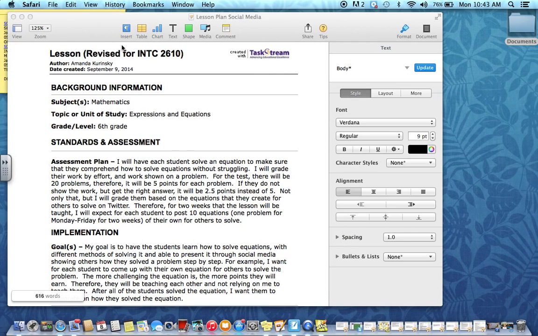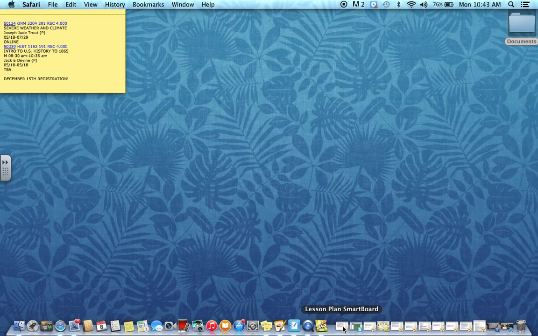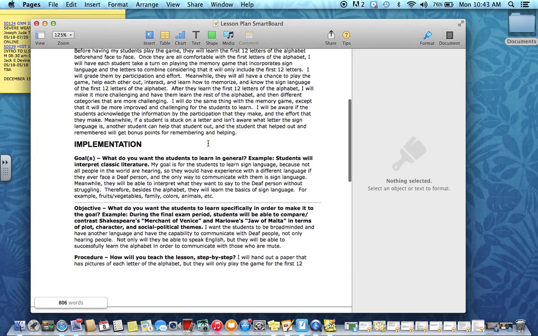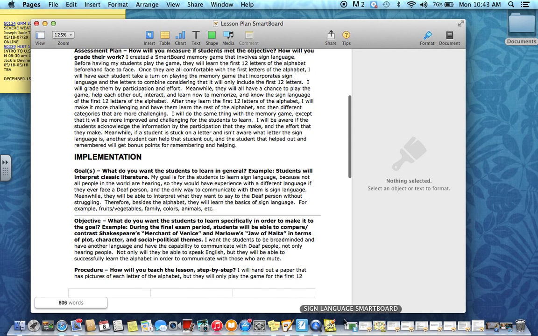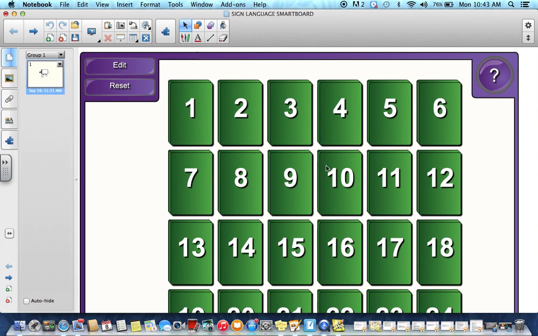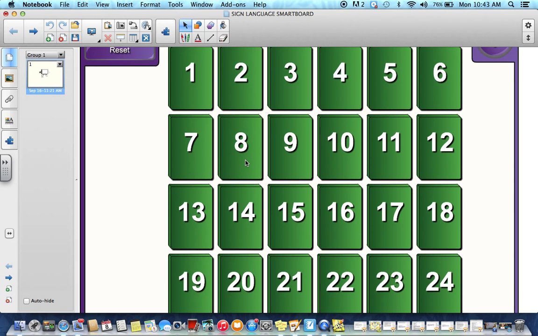The next lesson plan is using a smartboard. Basically, I want them to learn how to use sign language, and I have come up with a sort of game on the smartboard. Basically, if I click two cards, it has to match the letter and the sign language. So, for example, I do this.